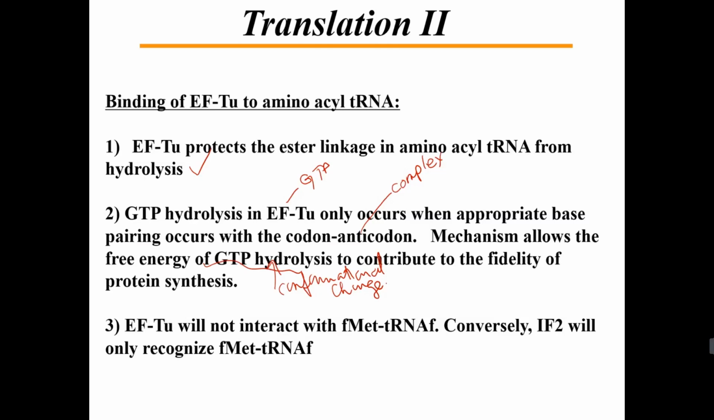A key thing to remember is that EF2 will not interact with that initiator tRNA, the one that carries the formylated MET. It will only interact with the internal methionine tRNAs, so tRNA MET, the ones that insert methionines internally, and all other tRNAs. And then conversely, IF2, which is bound to GDP, will only recognize that initiator tRNA carrying the formyl MET. So you can write the I there to represent initiator.